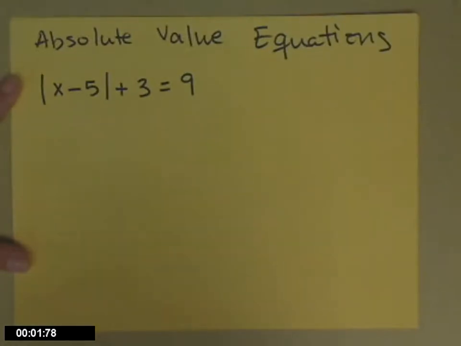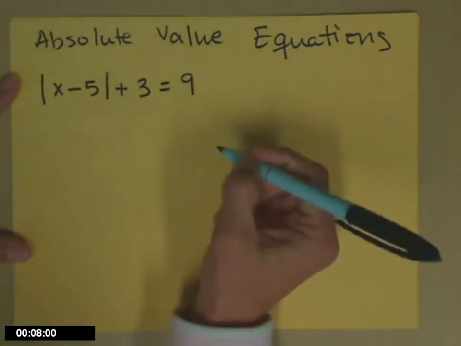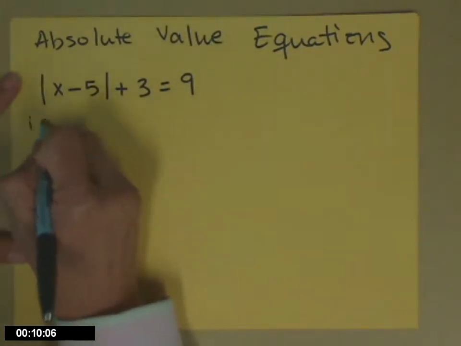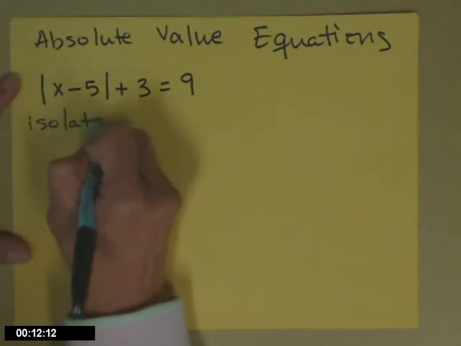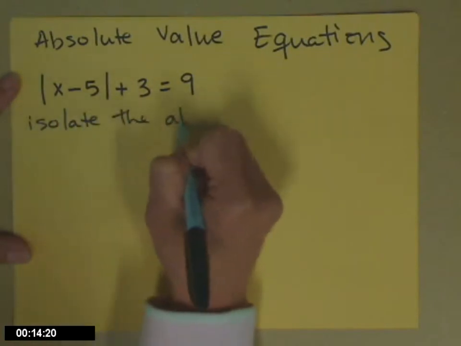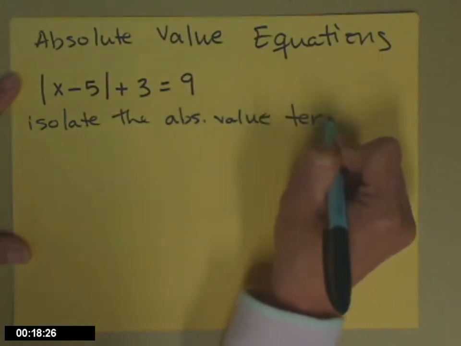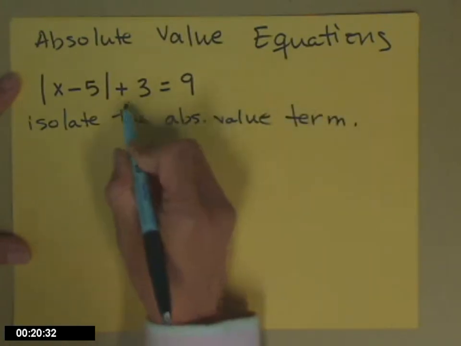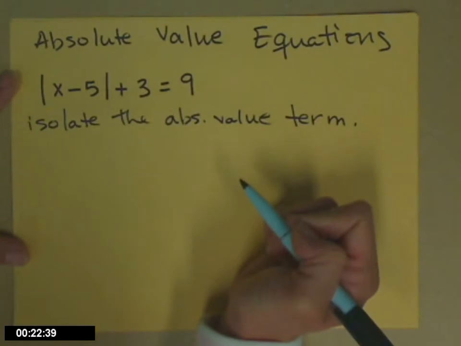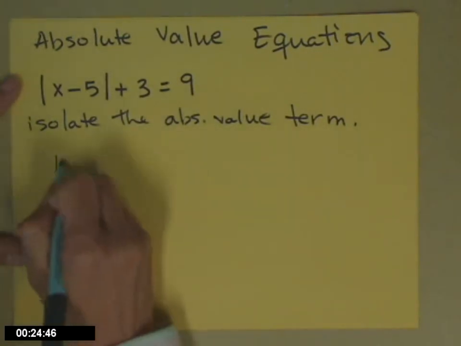So now I'd like to show you how to solve absolute value equations. I do mine a little bit differently than our book, so follow along. My first step is to isolate the absolute value term. So in this case it has a plus 3 on that side. So to move that plus 3 to the right side, I'm going to subtract 3 from both sides.